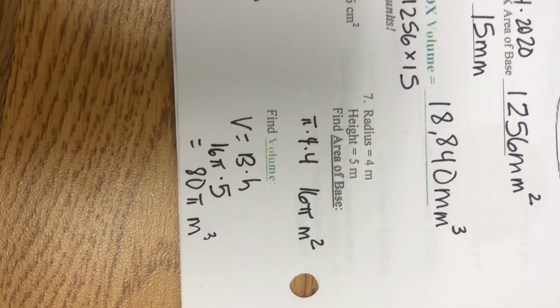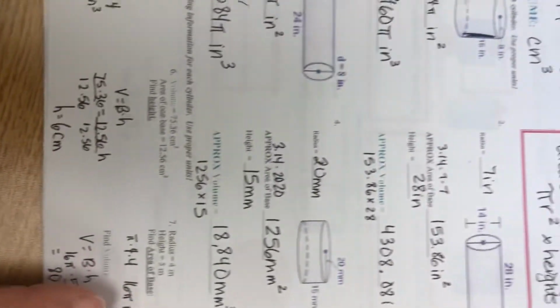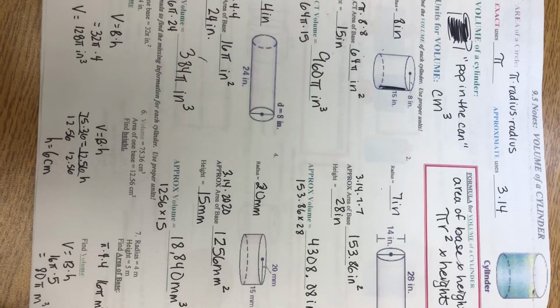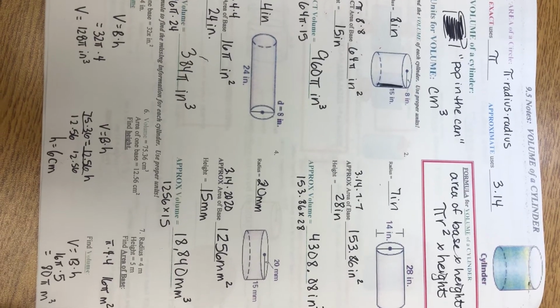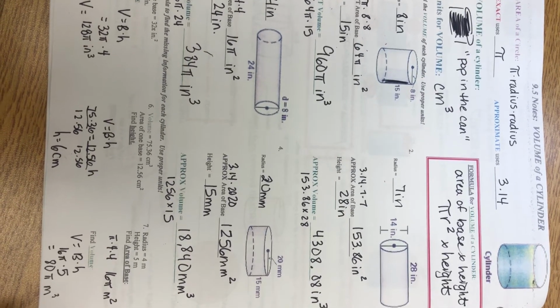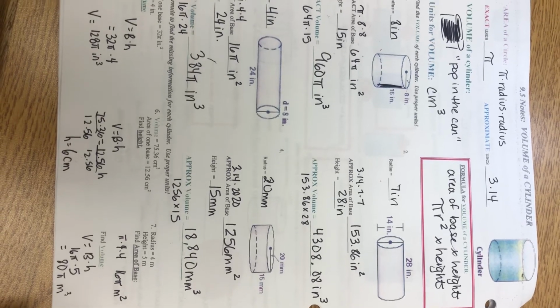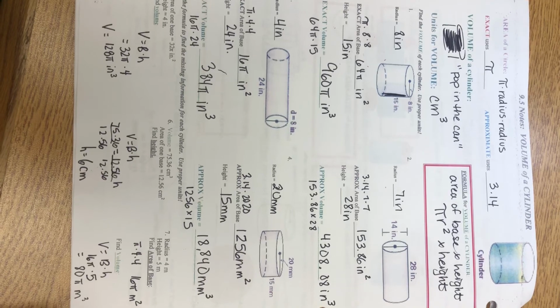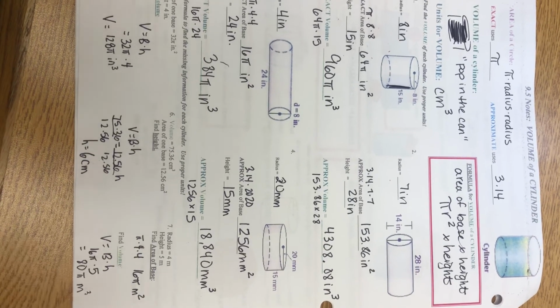So it's the same formula we did before for volume of a prism, but now with volume of a cylinder, the only difference is that the circle is the base. So that area of the base is pi r squared. Exact is pi symbol, and approximate is 3.14.